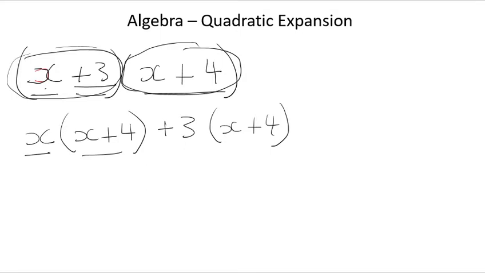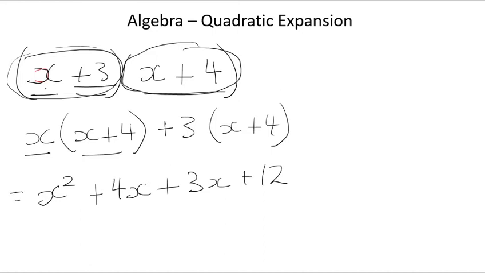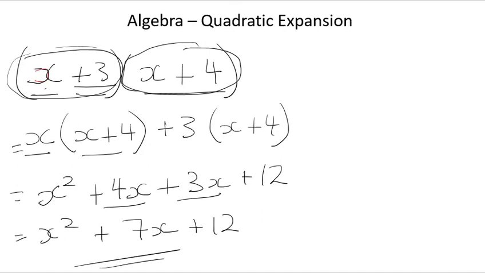So what do we get? X times x will give us x squared. X times 4 will give us plus 4x. 3 times x will give us plus 3x. And 3 times 4 will give us 12. And then we're going to put our like terms together. So we're going to get x squared plus 7x plus 12. Hope you see how I got that, because 4 plus 3 gives us 7. And that will be our final quadratic expanded answer.